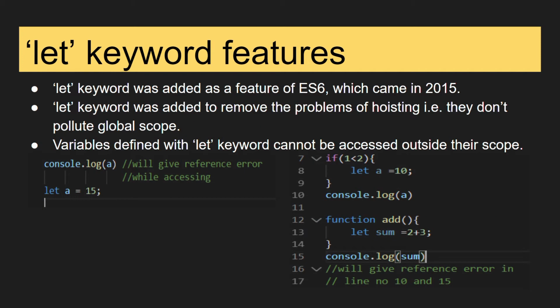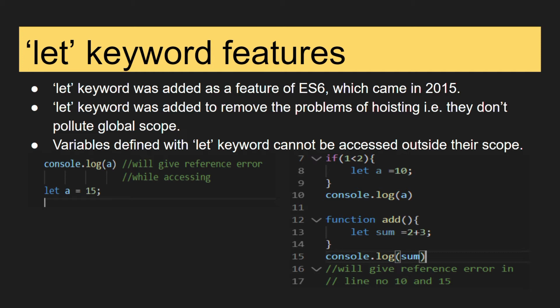Now let's talk about the let keyword. As I mentioned earlier, the let keyword was added as a feature of ES6, which came in 2015. The let keyword was added to remove the problems of hoisting, i.e., they don't pollute the global scope.